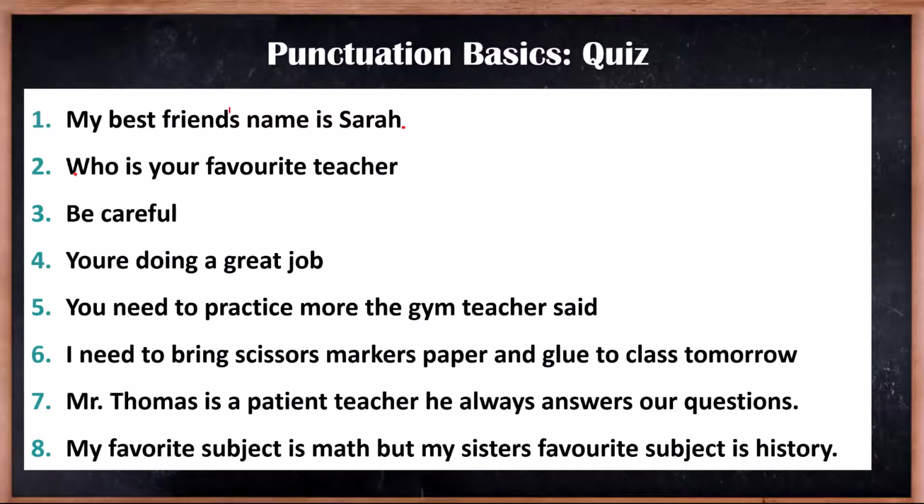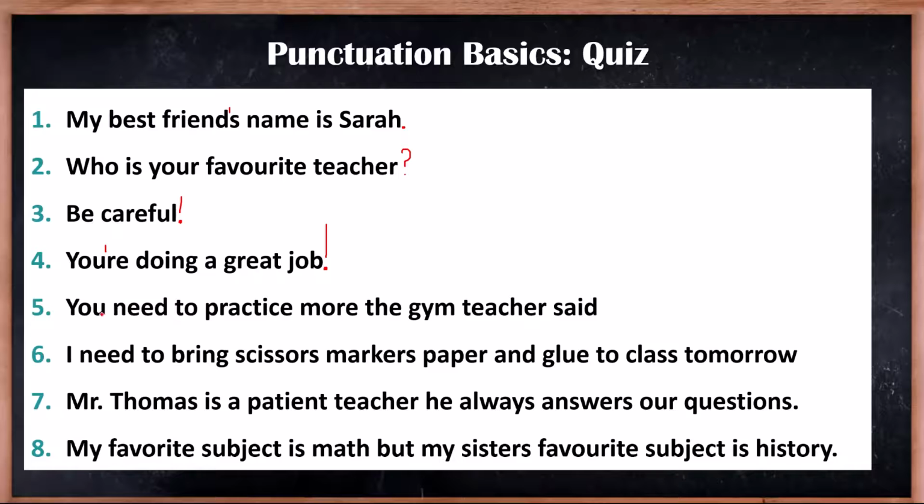Number 2 is a question. Who is your favorite teacher? So we end this with a question mark. Number 3, be careful. I said this with some excitement, so we need to end this with an exclamation mark. Now, number 4, we're missing an apostrophe after you, you are. This is a contraction. You're doing a great job. Here, you could end this with either a period or an exclamation mark, depending on the emphasis. You're doing a great job would be with an exclamation mark.